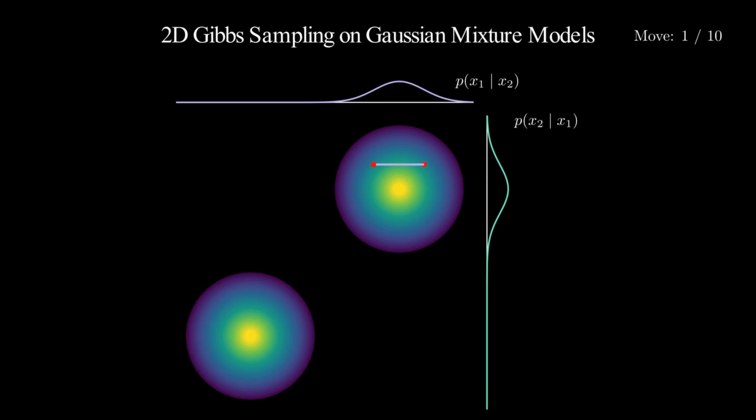Here we can see a counterexample. We have a mixture of Gaussians, but they are isolated from each other when it comes to the axis. Meaning, looking at the conditionals, we can only ever be in one Gaussian and never jump to the other Gaussian.